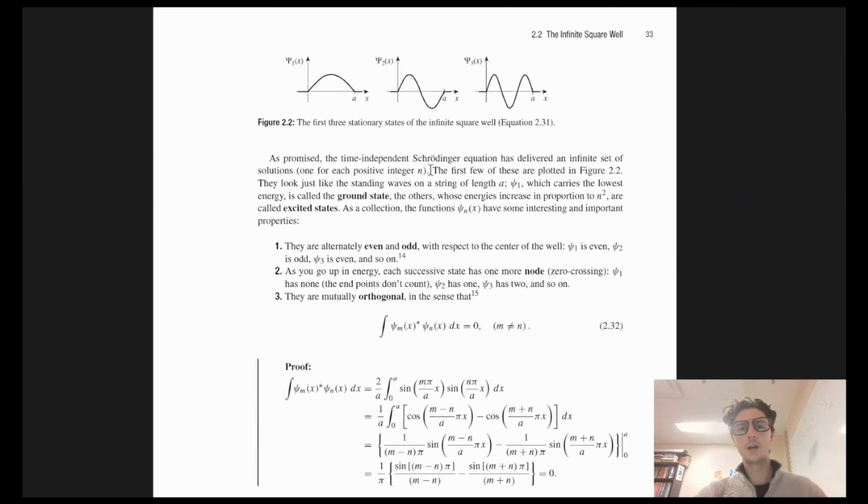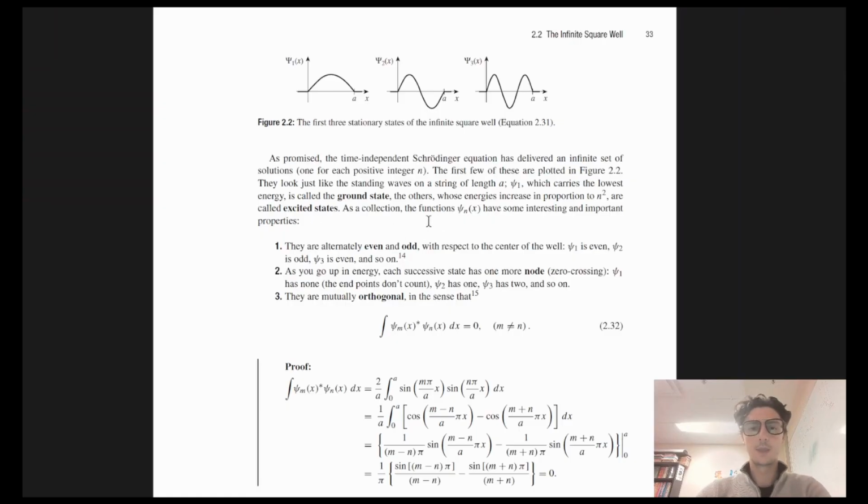As promised, the time-independent Schrödinger equation has delivered an infinite set of solutions, one for each positive integer n. The first few of these are plotted in figure 2.2 right here. They look just like the standing waves on a string of length a. Psi 1, which carries the lowest energy, is called the ground state. The others, whose energies increase in proportion to n squared, are called excited states. So this is the first excited state, the second excited state, and so on.